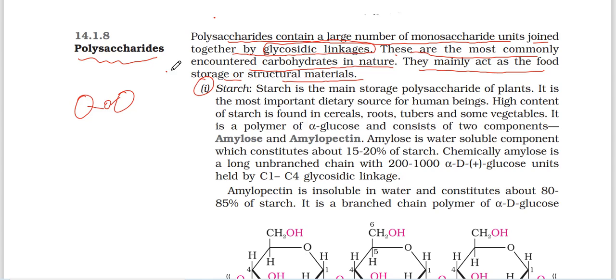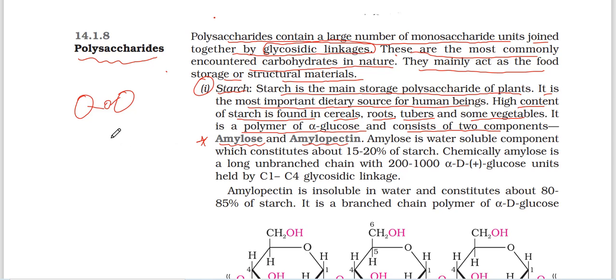The first polysaccharide we are going to discuss here is starch. Starch is the main storage polysaccharide of plants. It is the most important dietary source for human beings. High content of starch is found in cereals, roots, tubers, and some vegetables. It is a polymer of alpha glucose and consists of two components. Important, these two names: amylose and amylopectin.